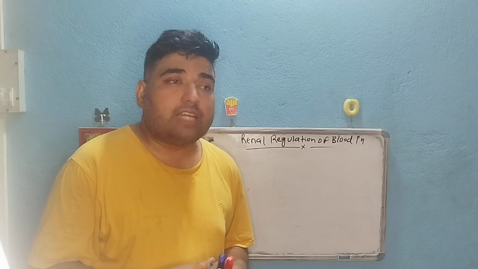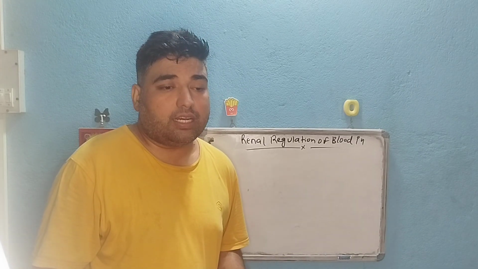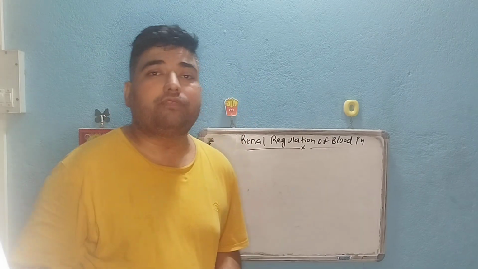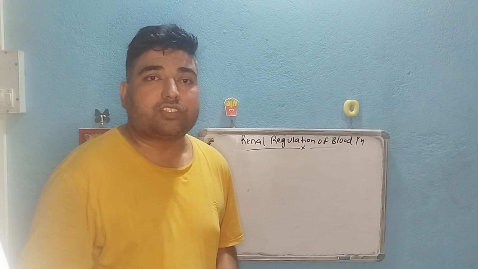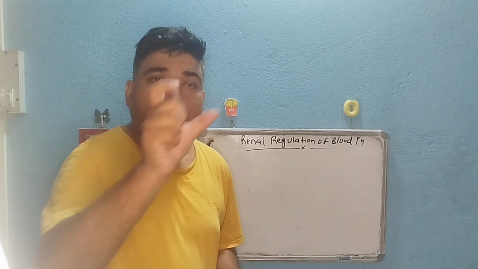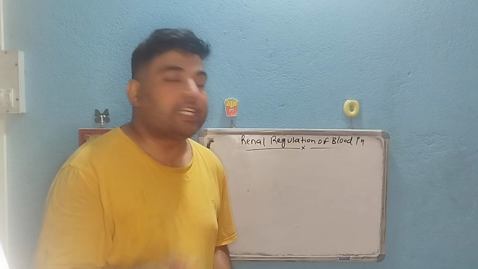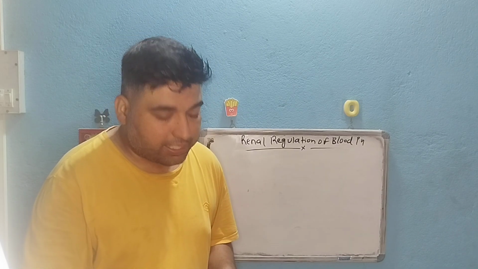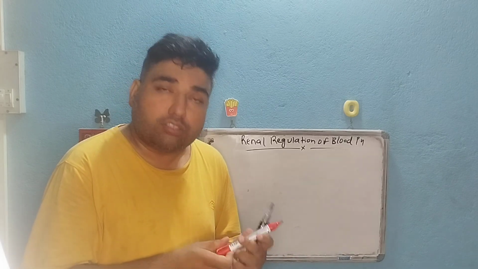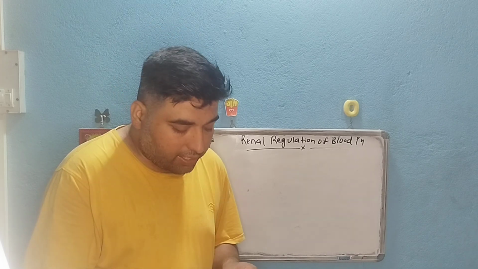So in this video I'll be talking about the other two processes done by the renal system for maintaining the blood pH. In the previous video I talked about the renal regulation of blood pH, the first two processes, that is the excretion of H plus ions or reabsorption of bicarbonate. And in this video I'll be talking about the other two processes done by the kidney for maintaining the blood pH.